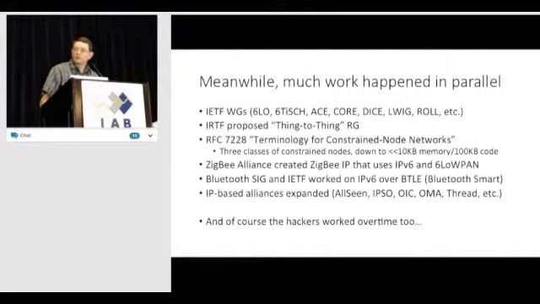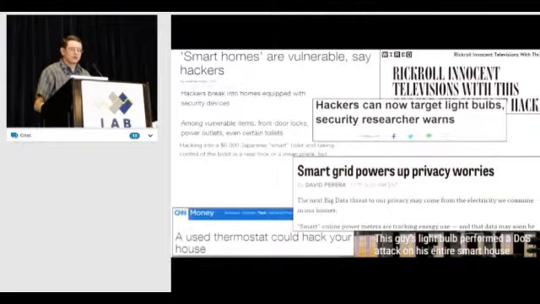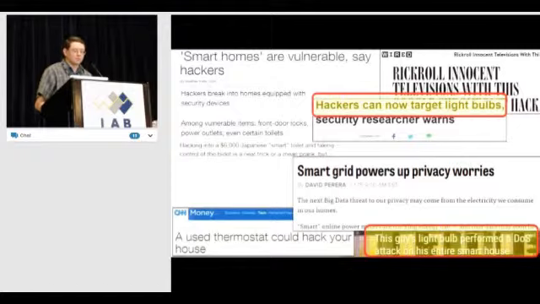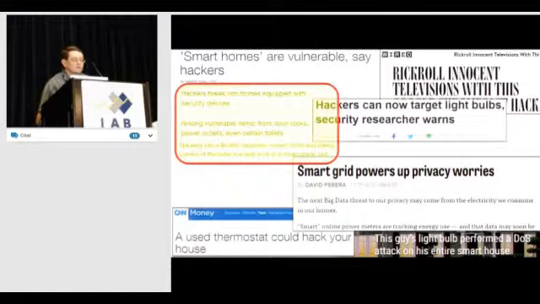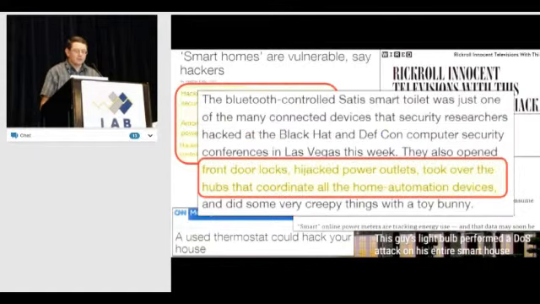And meanwhile, the hackers themselves were also working overtime. We've had all kinds of different headlines that you may have seen over the past 2 years or so. We've had attacks against televisions. We've had hacks against thermostats. We've had hacks against light bulbs. We've had hacks against front door locks and power outlets, even certain toilets, right? It says, hacking a smart toilet is either a neat trick or a mean prank. That same article then goes on to talk about taking over the hubs that may control all of the home automation. And the hackers did some very creepy things with a toy bunny.